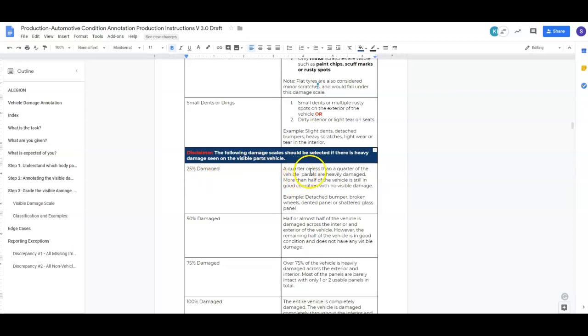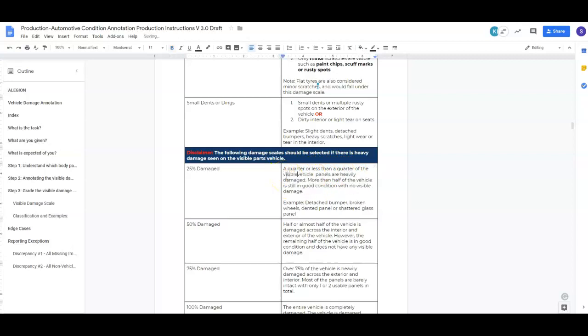A quarter or less than a quarter of the visible vehicle panels are heavily damaged. More than half of the visible vehicle, so V is visible, the keyword is visible. As you can see, I'm always emphasizing the word visible right here. So more than half of the visible vehicle is still in good condition with no visible damage. Again, I emphasize the word visible.